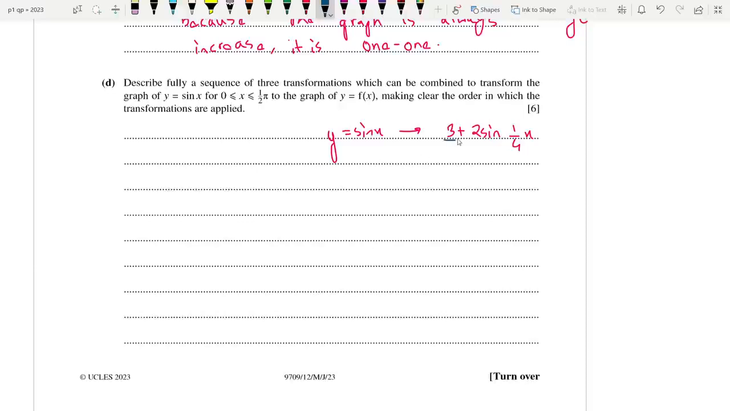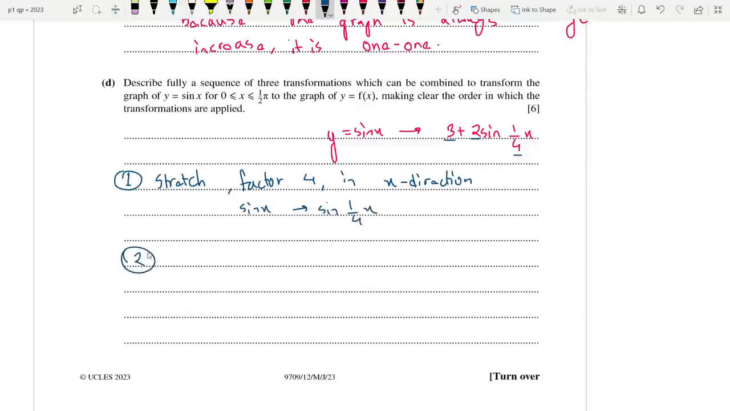A translation of 3 was added, but let's do this later to the whole function. Let's do it step by step, because if you do this first, then when you apply the vertical stretch factor, it will be wrong. So check this. Number 1, we will apply the stretch factor 4. Remember, anything you apply to x, it will be the other way around inside the function. So we apply a horizontal stretch factor 4 in the x direction. So sine x turns into sine 1 by 4x.